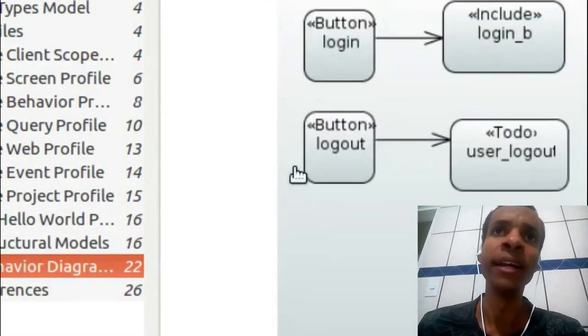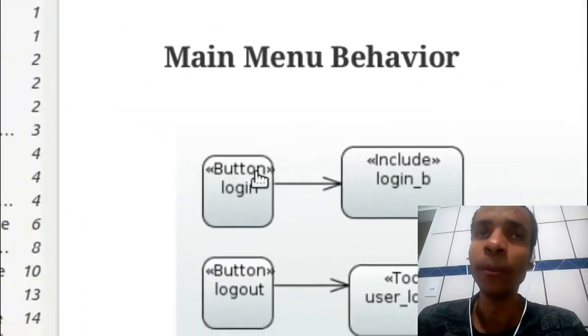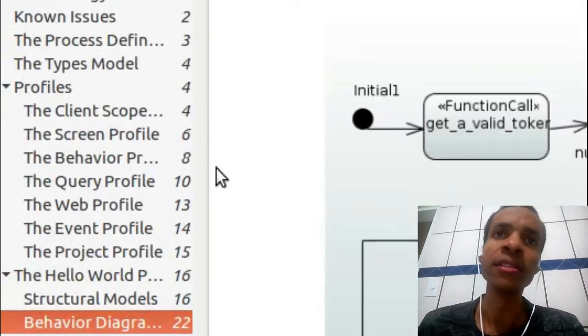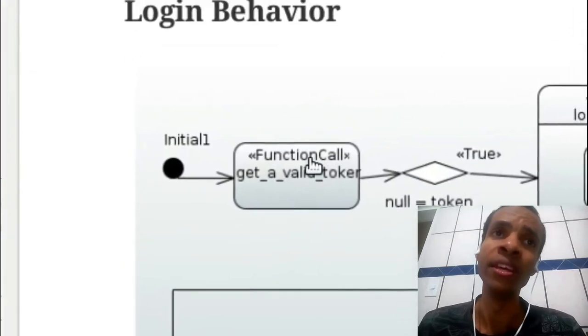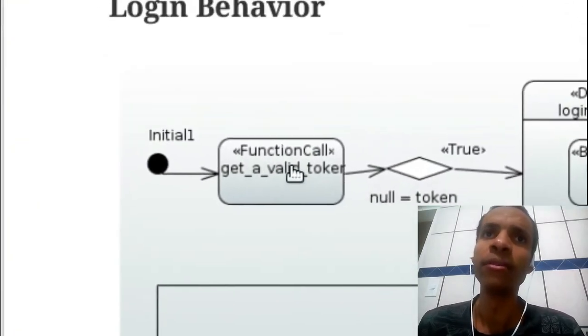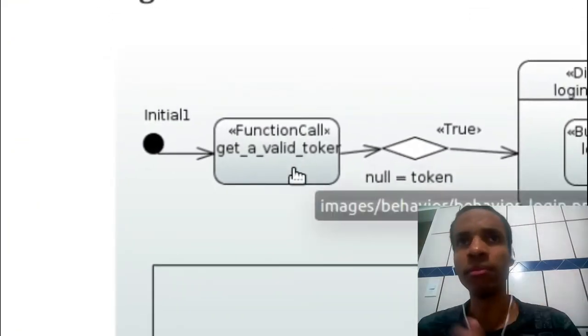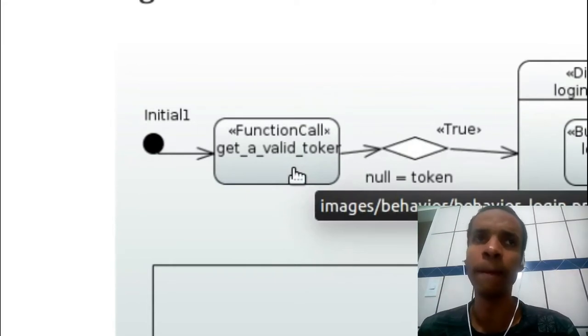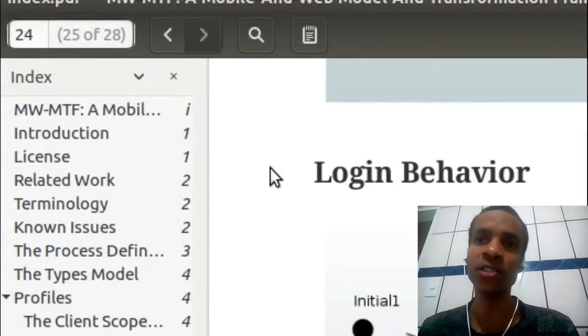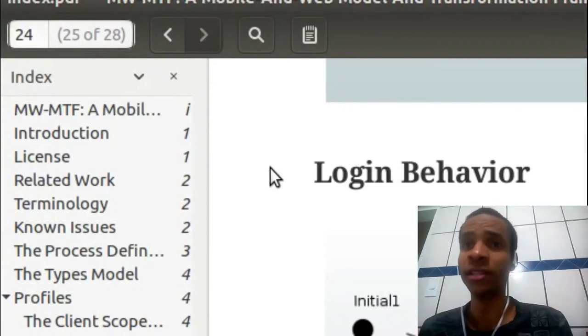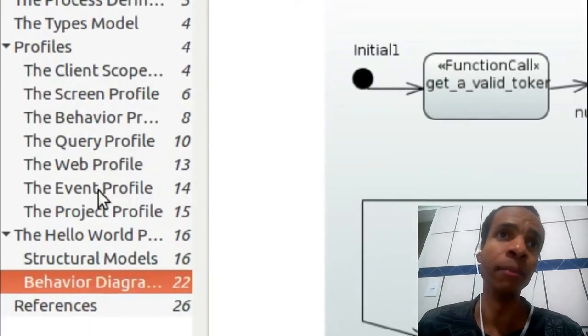Let's see where I am. Here, okay. So it will include this and this. Getting a valid token will be a function call, a function from a given controller. I call this controller, but it's not the controller that you already know. It's a controller just here in my model.